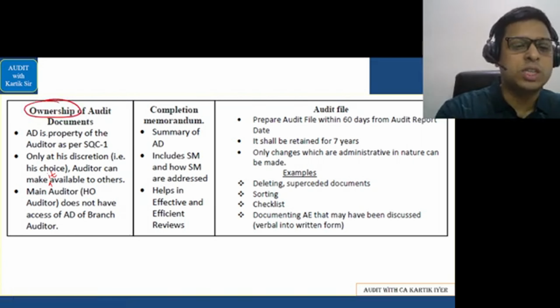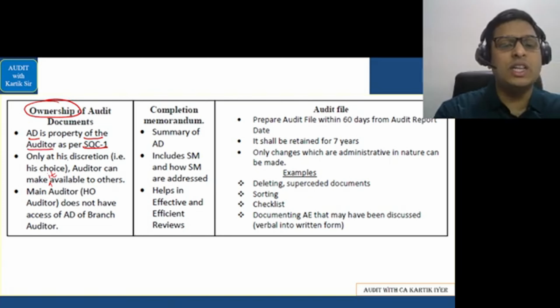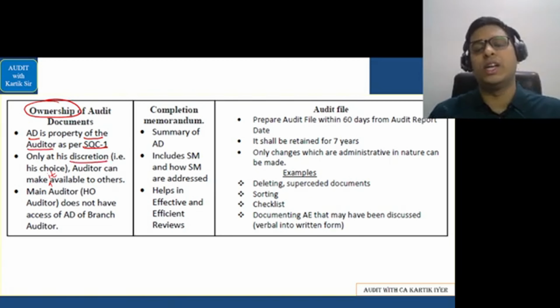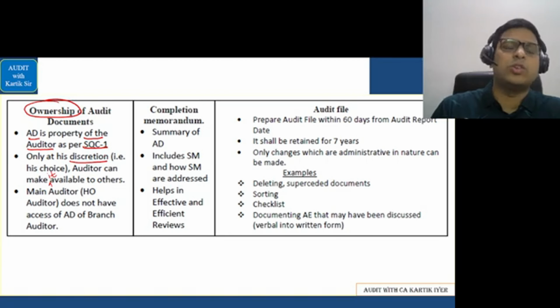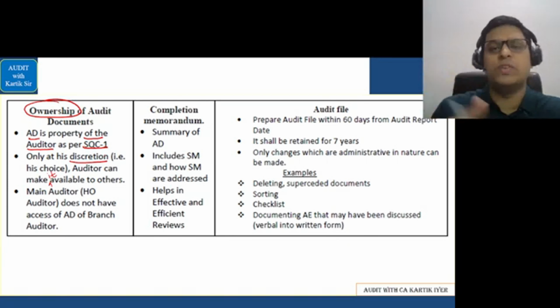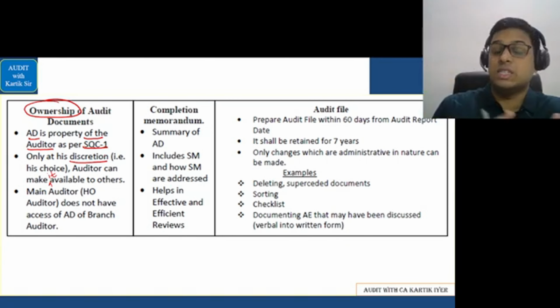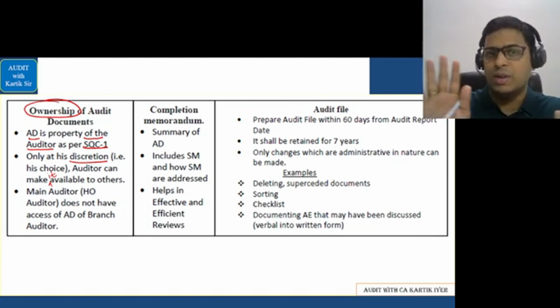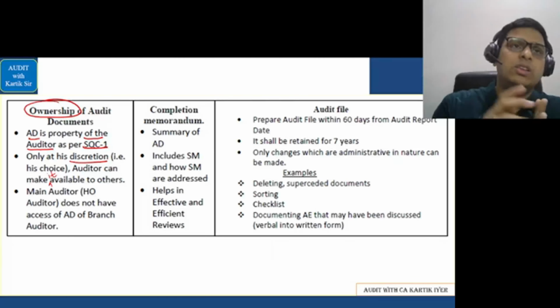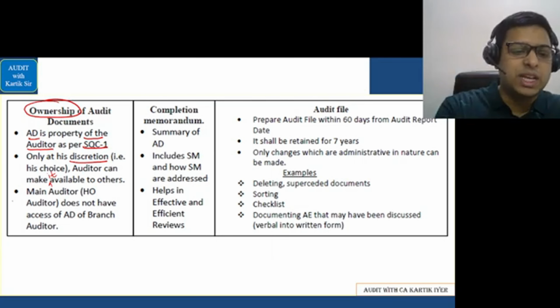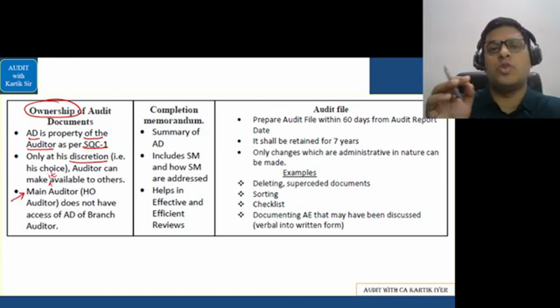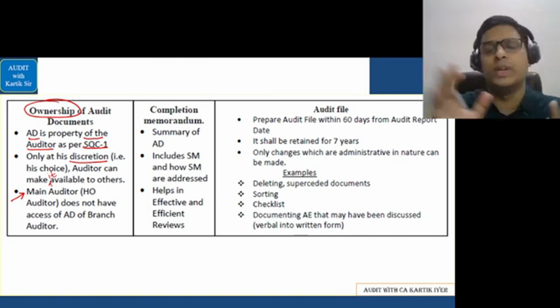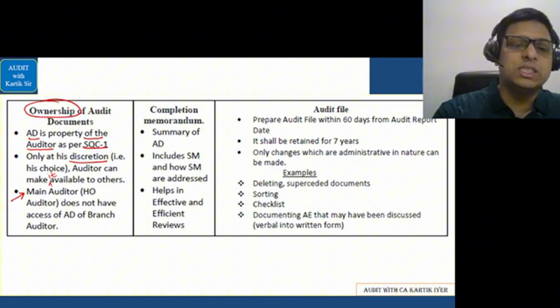Remember, the ownership of our documentation as per SQC1 is of the auditor only. It is at the auditor's discretion or his choice that the auditor can either disclose his entire documentation or a part of it, or let's say the auditor says that I don't want to disclose my audit documentation at all. Can he decide that? The answer is yes, completely yes. Remember one nice point, this has come in the exam once. The main auditor does not have the access to the audit documentation of the branch auditor. Just remember that area. Okay. Next is this question number 8.